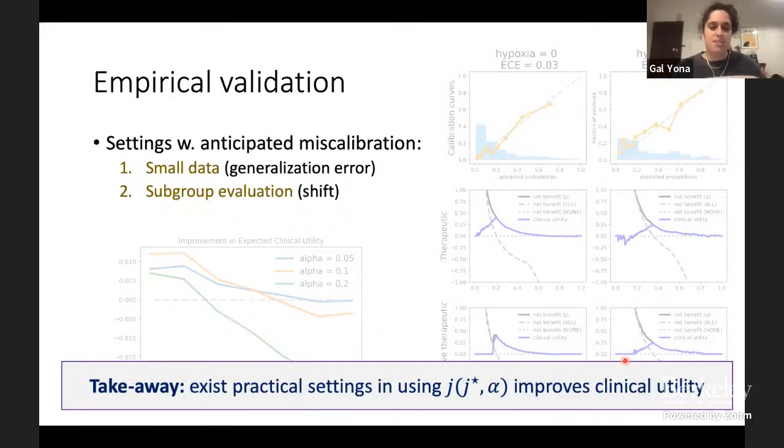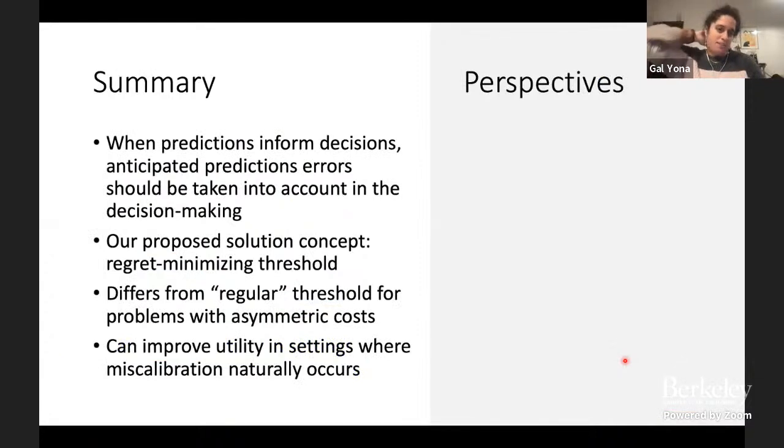The takeaway is basically that we think there are practical settings in which this can improve the clinical utility. Okay, good. So this brings me to my summary.